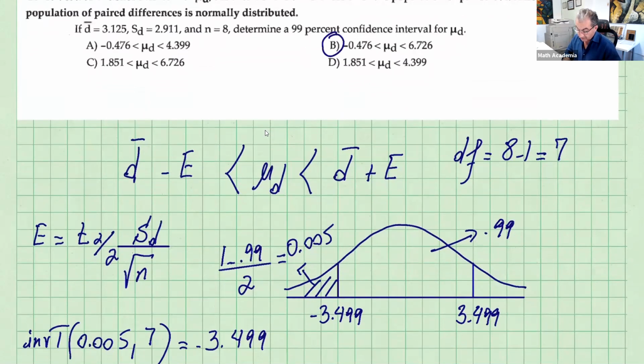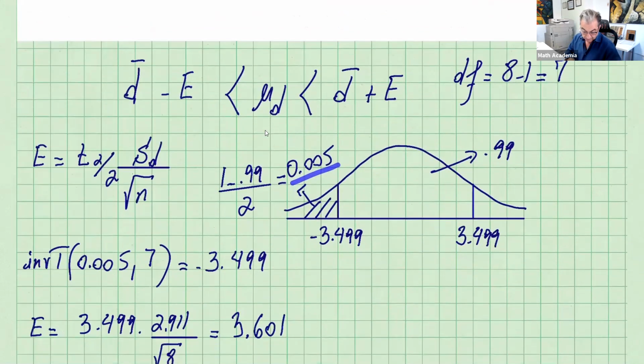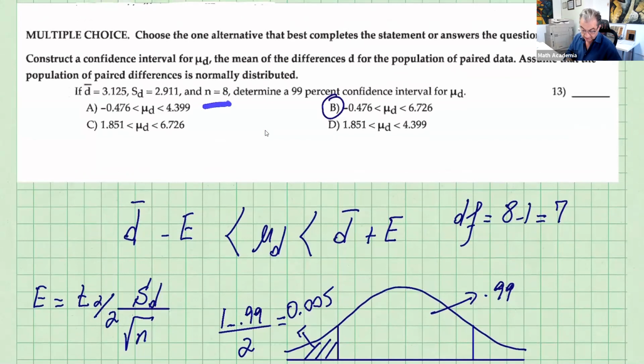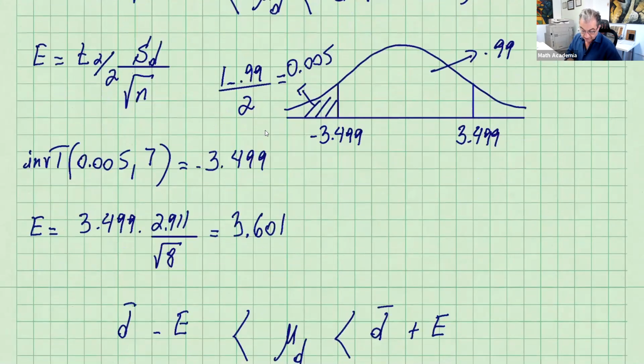Again, 99% confidence means this middle area is 0.99. The area in each tail is (1 minus 0.99) divided by 2. You can do inverse t of 0.005 from here. Degrees of freedom is 8 minus 1 because n is 8, and it's 7, and you get that number.